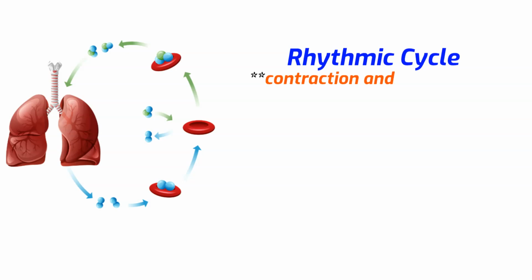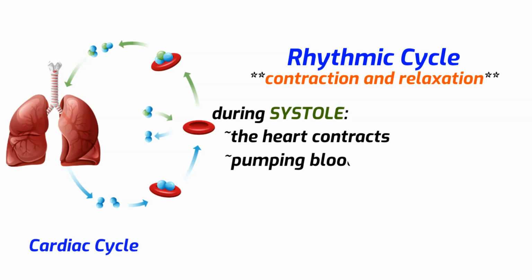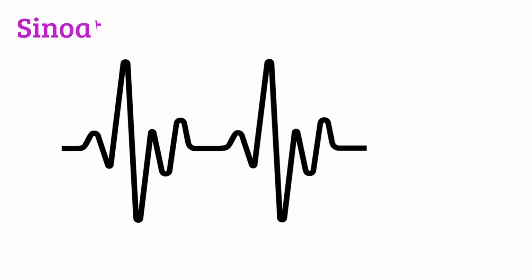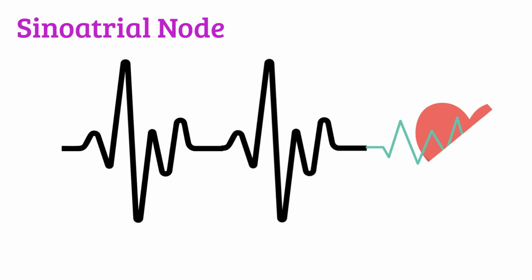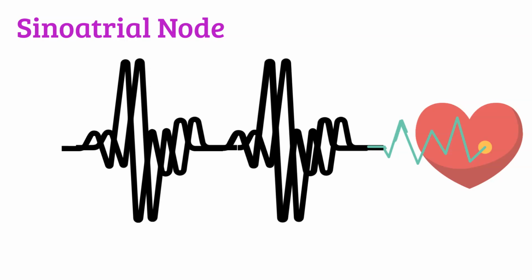The heart operates in a rhythmic cycle of contraction and relaxation, known as the cardiac cycle. During systole, the heart contracts, pumping blood out into the arteries. During diastole, the heart relaxes, allowing it to fill with blood. This continuous pumping action is controlled by electrical signals generated by the sinoatrial node, often referred to as the natural pacemaker of the heart. These signals ensure that the heart beats in a regular and coordinated manner, maintaining an adequate supply of blood to the body.